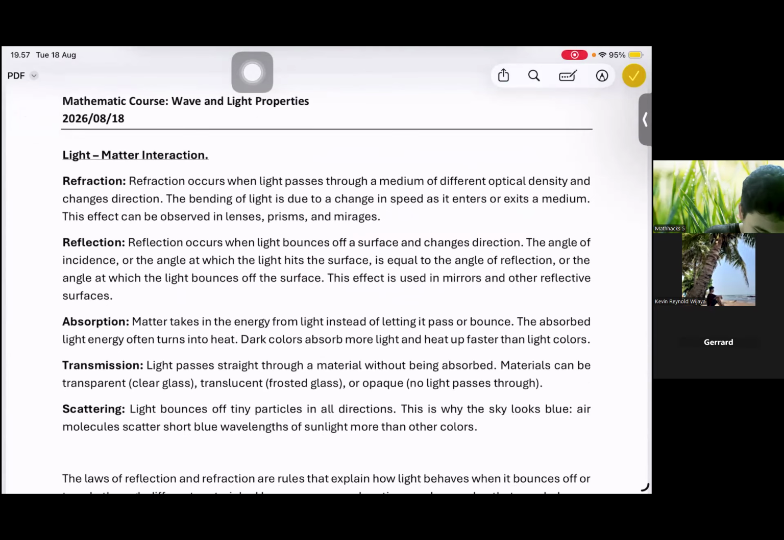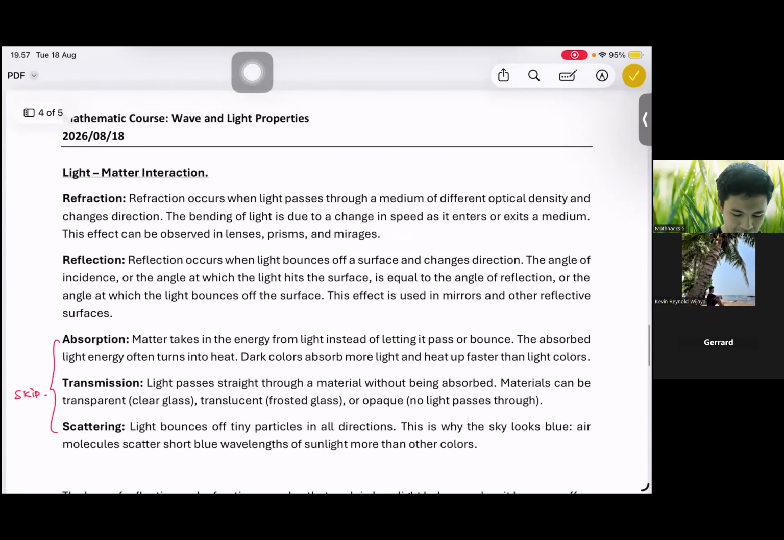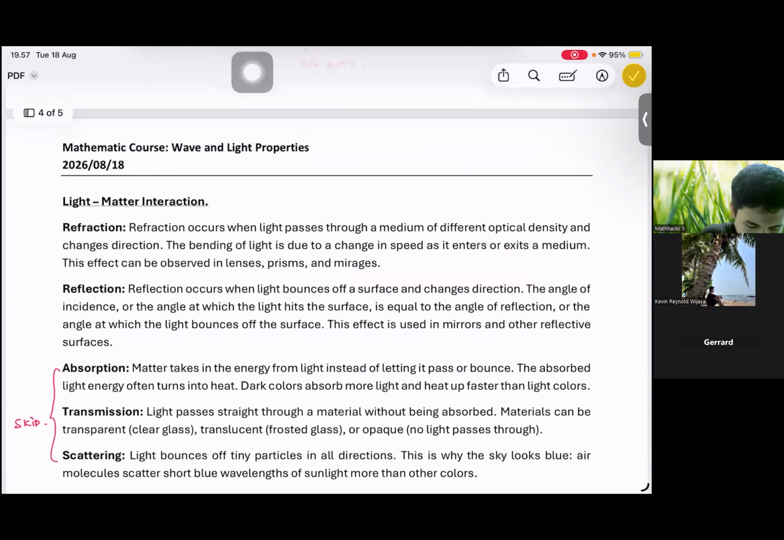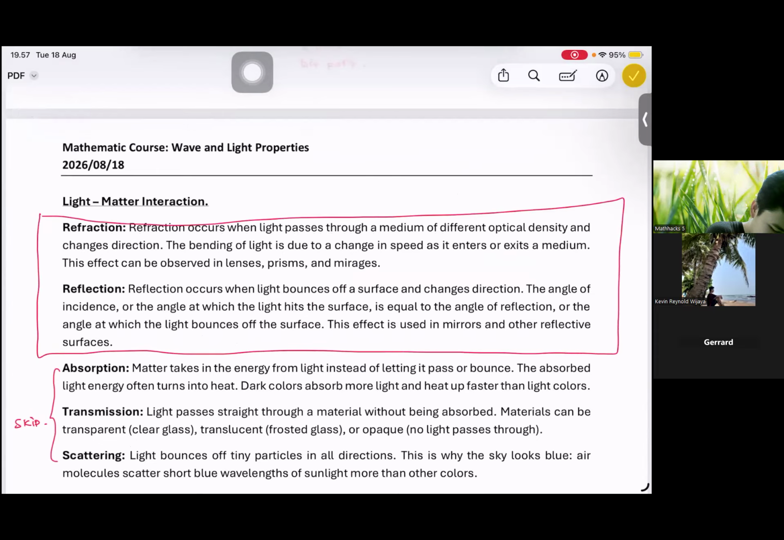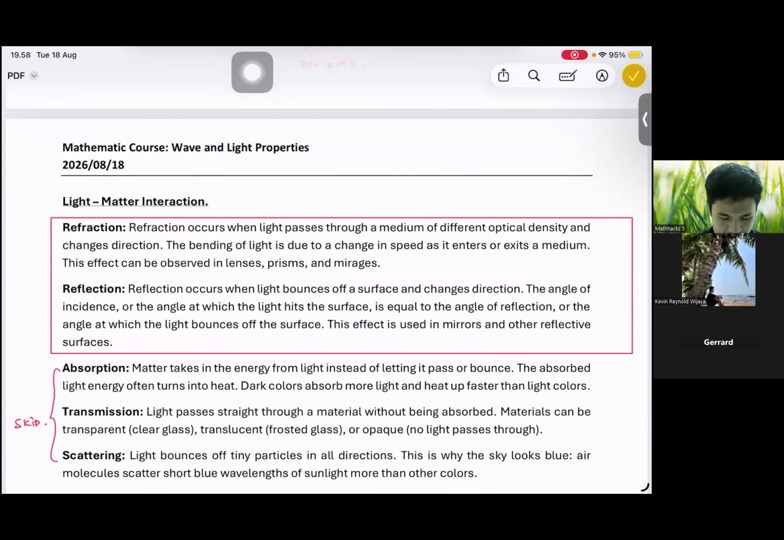scattering. But we can skip this one, because this is a little bit harder. But for this one, you need to pay attention because I think this is the basis for your topics.